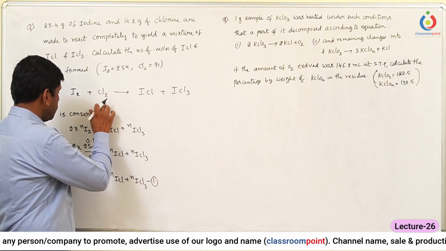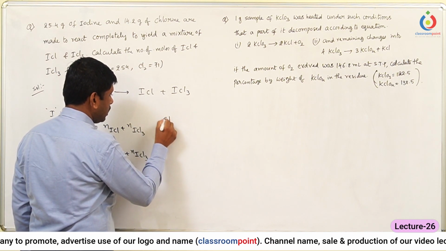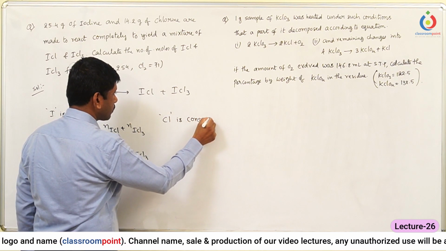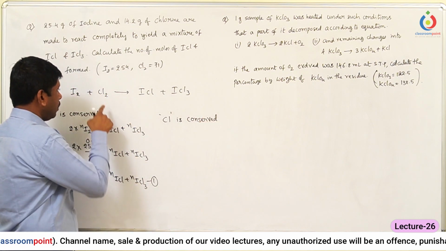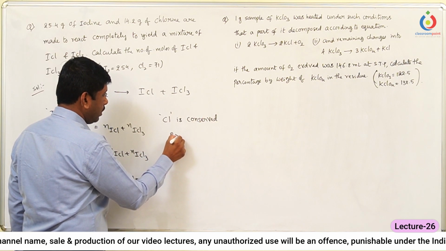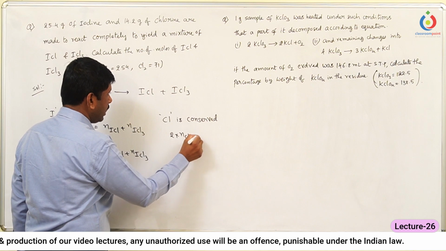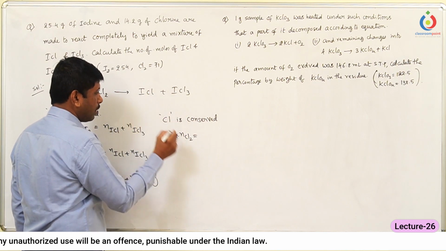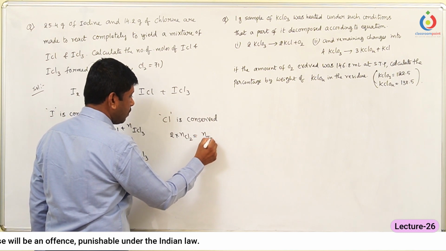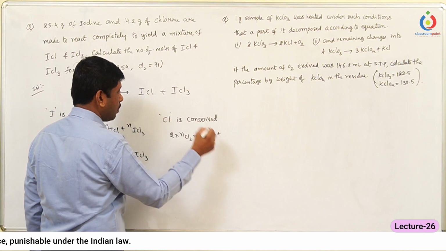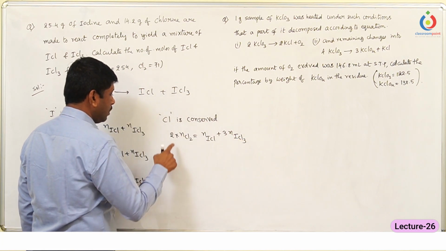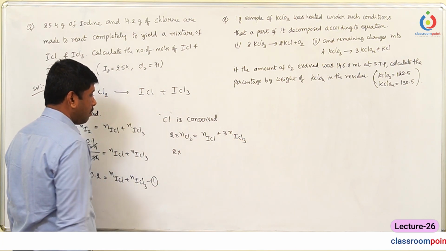Second time, let us consider chlorine is conserved. Cl atom is conserved. So here 2 chlorine atoms are there. So 2 into number of moles of chlorine is equal to, again chlorine is present in both cases. In the first case only 1 chlorine atom is present, so directly number of moles of ICl plus, here 3 chlorine atoms are there, 3 into number of moles of ICl3. So 2 into number of moles.